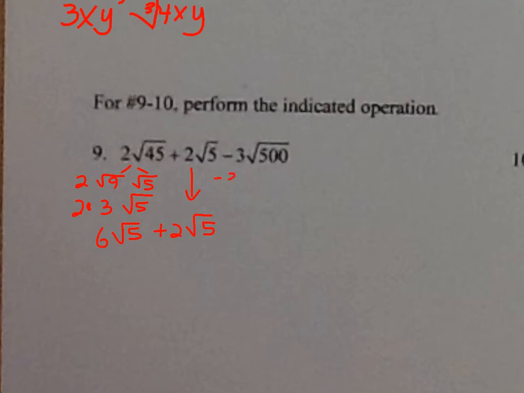All right, next bring down the negative 3. So that's 100 times 5. 100 is the perfect square. So it's negative 3 times 10, so it's negative 30, the square root of 5. Now you just add and subtract the coefficients. You're going to keep the square root of 5 in your answer. So 6 plus 2 is 8. 8 minus 30 is negative 22. So it'll be negative 22, the square root of 5.